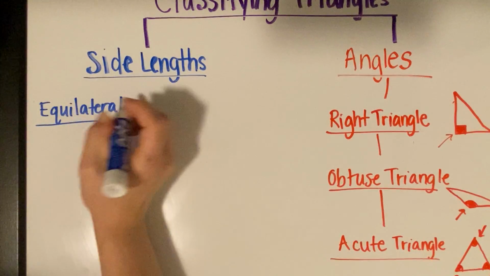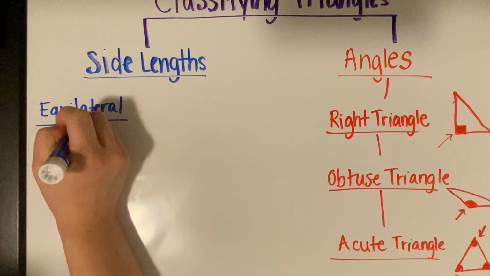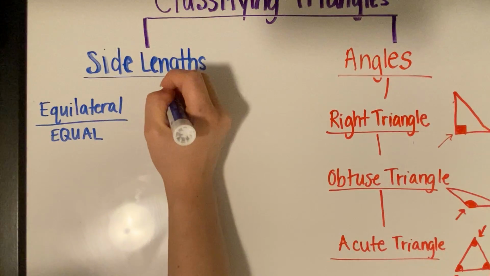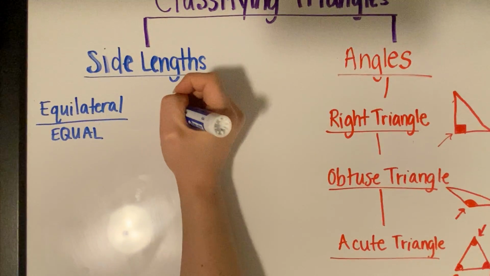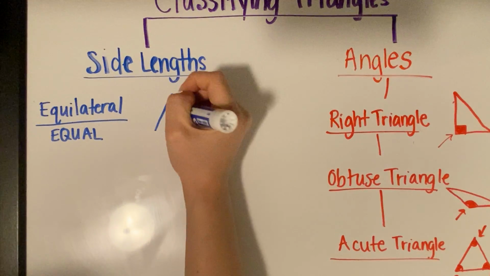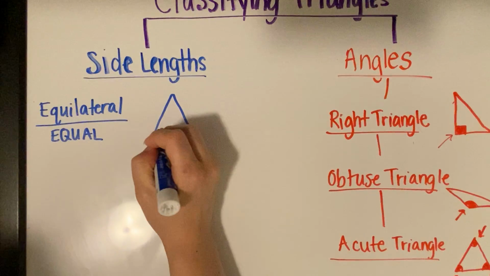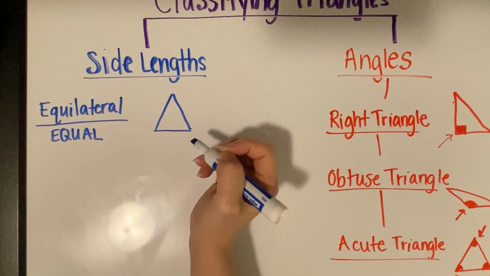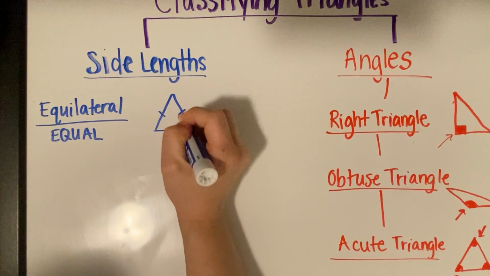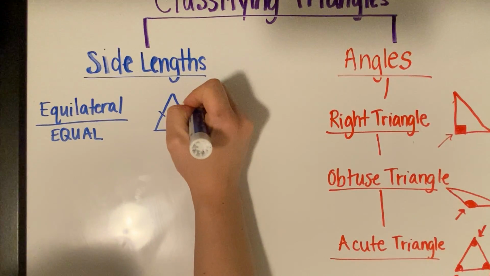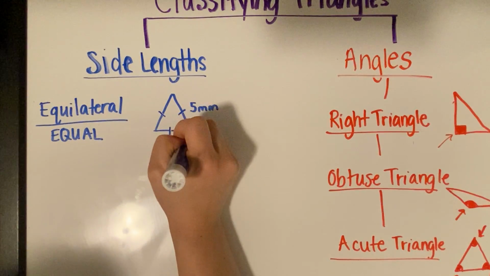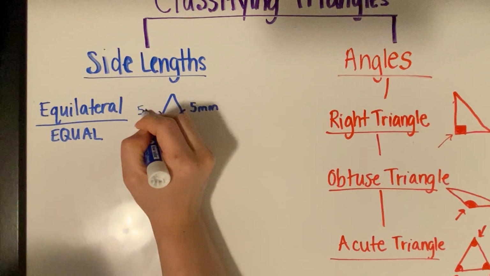It is equilateral and it has the word equal in it. That means all three sides are an equal length. So my drawings are not going to be perfect because I don't have a ruler with me right now, but I'm going to label them so that you can see what I'm talking about. So all three sides are going to be the same length. So if this is 5 millimeters, then this is 5 millimeters, and this is 5 millimeters.